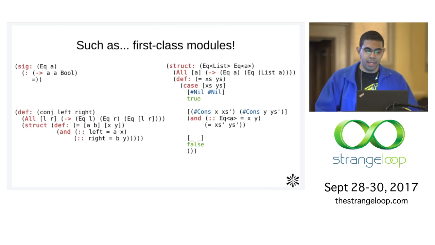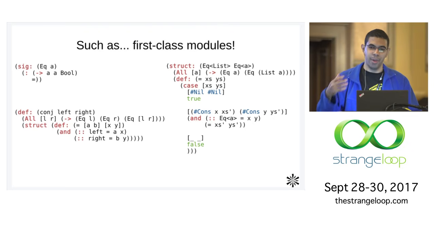But something that sets Lux apart from other languages in the ML tradition is that Lux modules are actually first-class values. What it means is that they're values like any other. You can store them inside variables, store them inside data structures, and you can even pass them around in functions, which is great for composition.